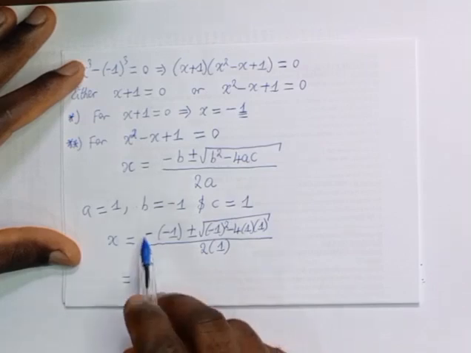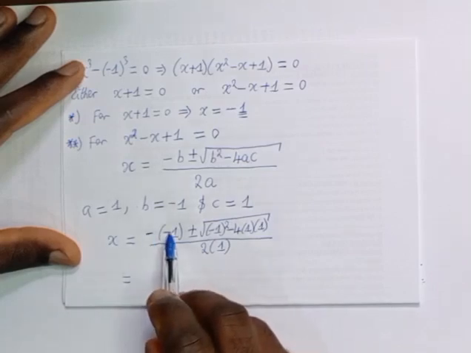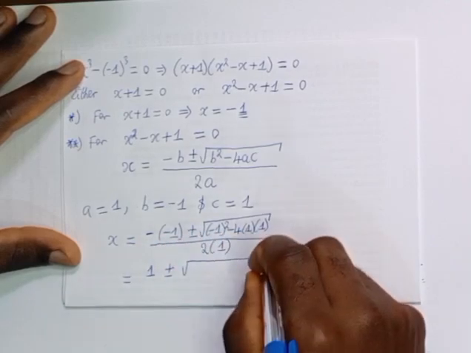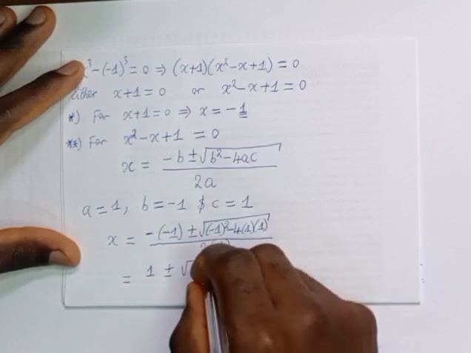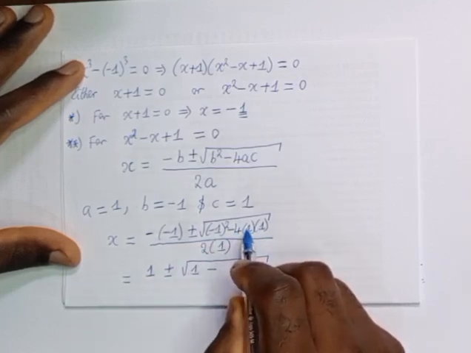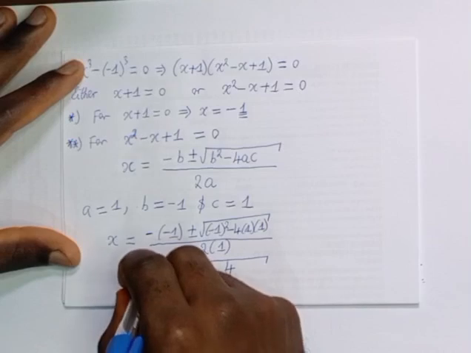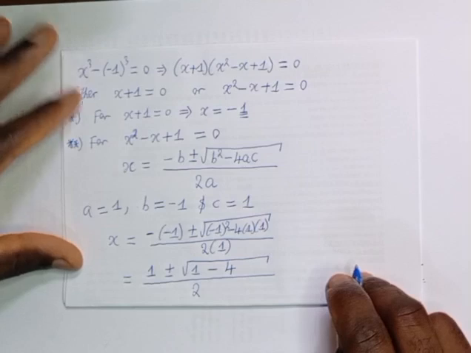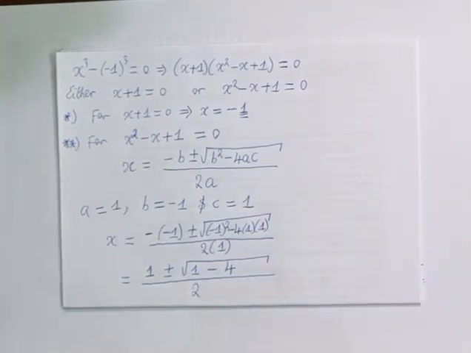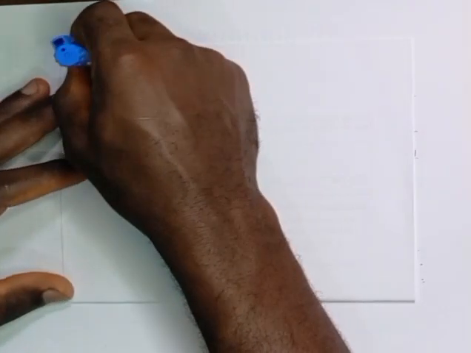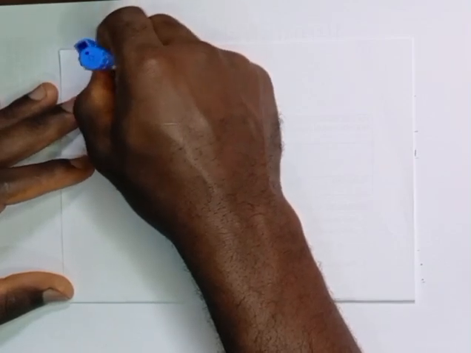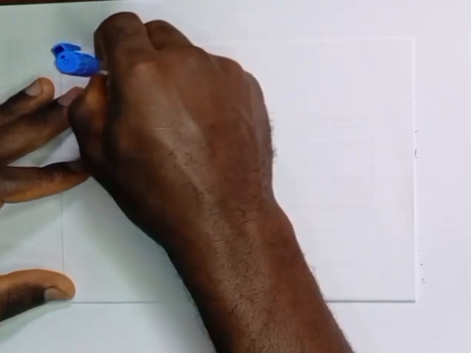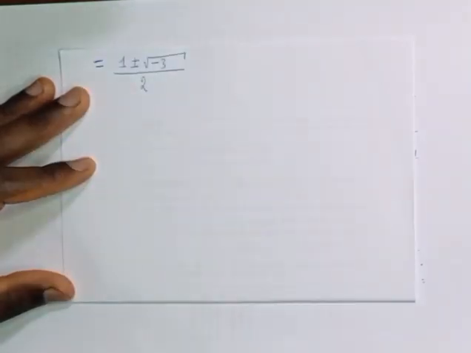This will simply be equal to negative 1 times negative 1, it gives us 1 plus or minus the square root of negative 1 squared gives 1 minus 4 times 1, which is 4. We divide all this by 2 times 1, which is 2. 1 minus 4 gives us negative 3. This will simply be equal to 1 plus or minus the square root of negative 3. Then we divide all this by 2.